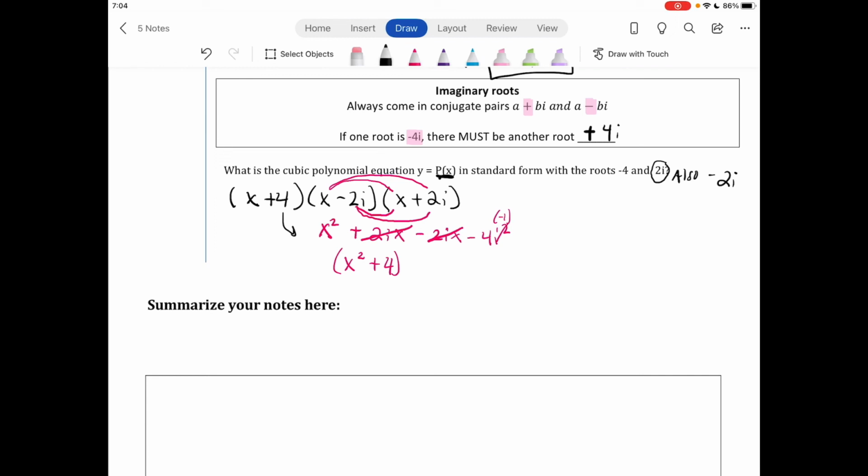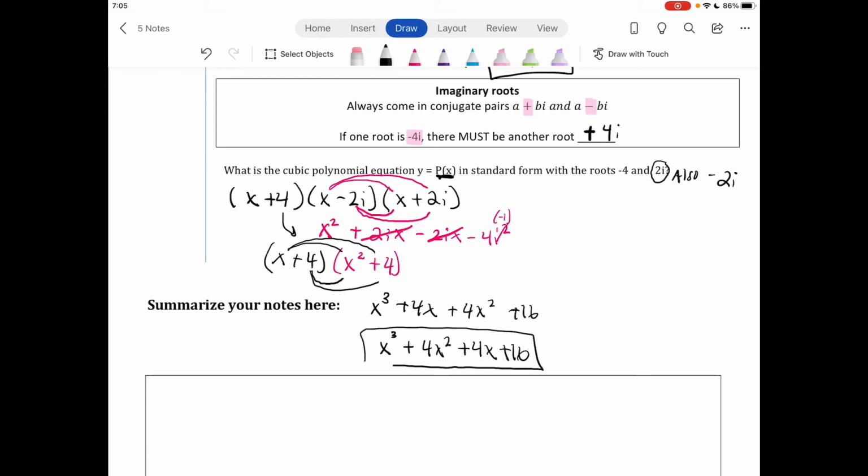And we can bring down our x plus 4 from the beginning, and we're ready to multiply one more time. So we have x times x squared gives us x cubed. x times 4 is positive 4x. 4 times x squared is positive 4x squared, and 4 times 4 is 16. But now we need to make sure we put it in standard form, so decreasing exponent order. So we have x cubed plus 4x squared plus 4x plus 16, and there is our polynomial with those 2 imaginary solutions and 1 real solution.